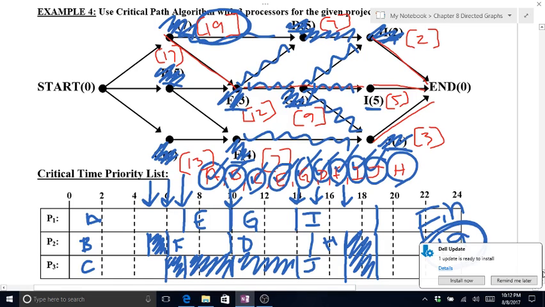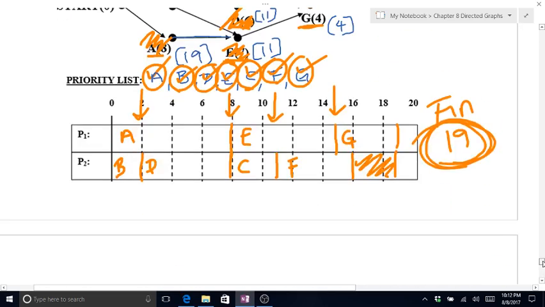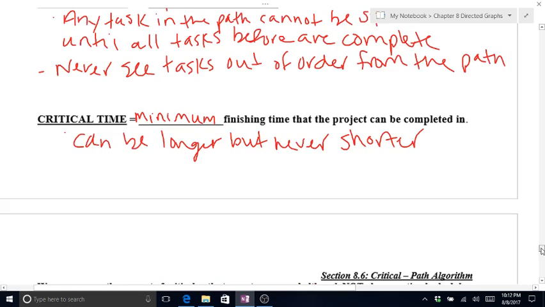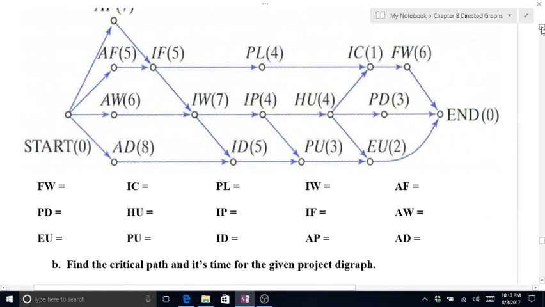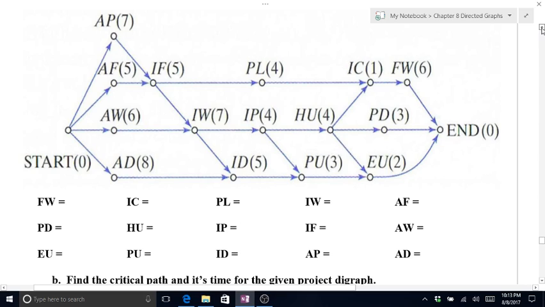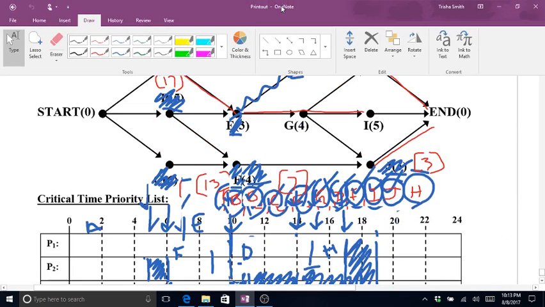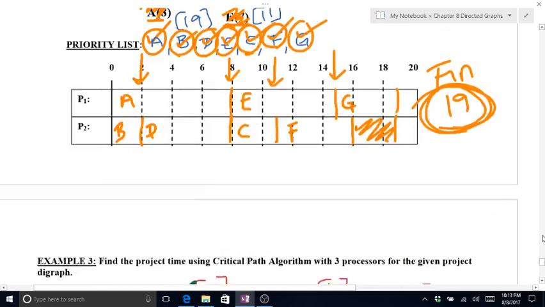Okay, we're going to go back and look at that big old one and see if we can come up with all these critical times. Just because it's fun. Besides, if you can do the big one, you should be good to go. All right. What did it just do?